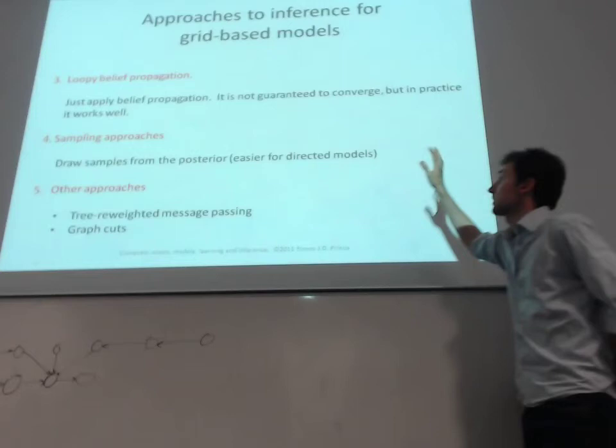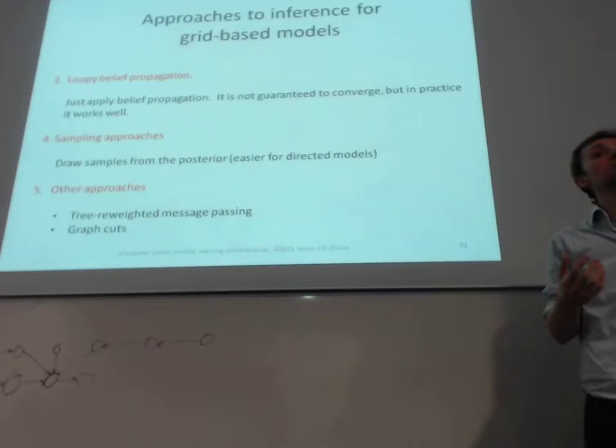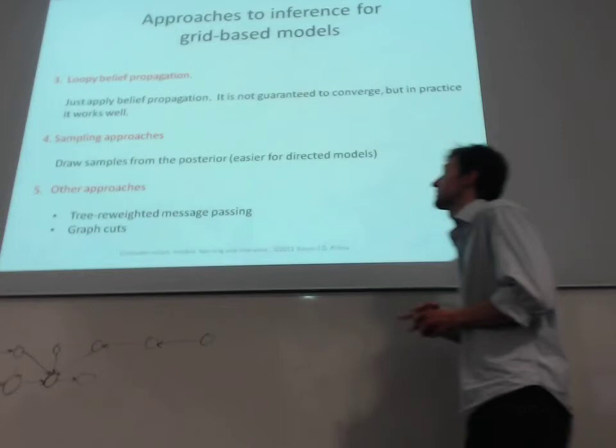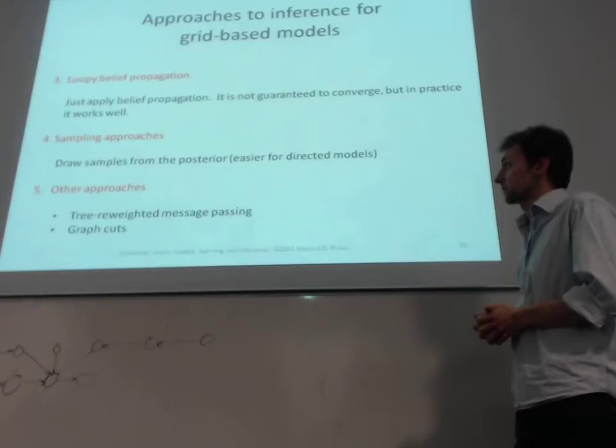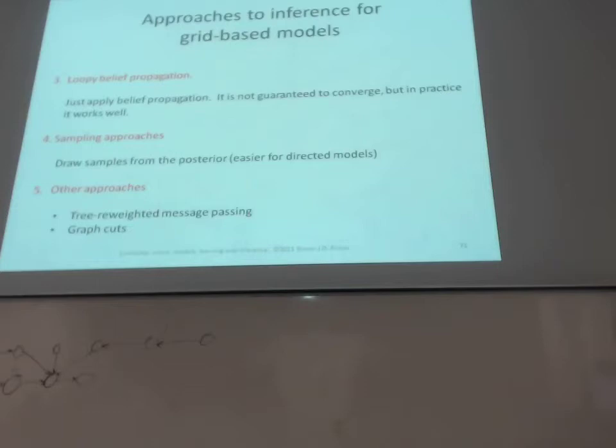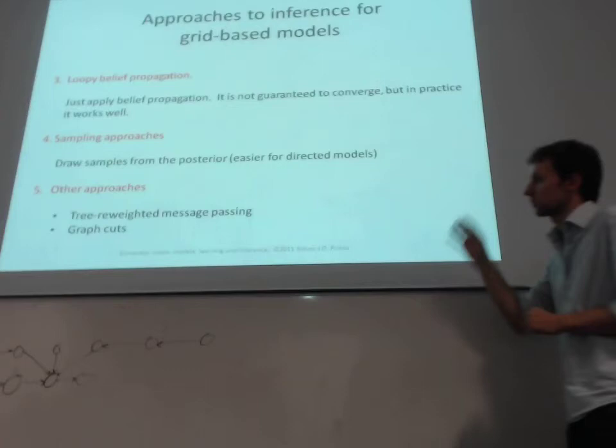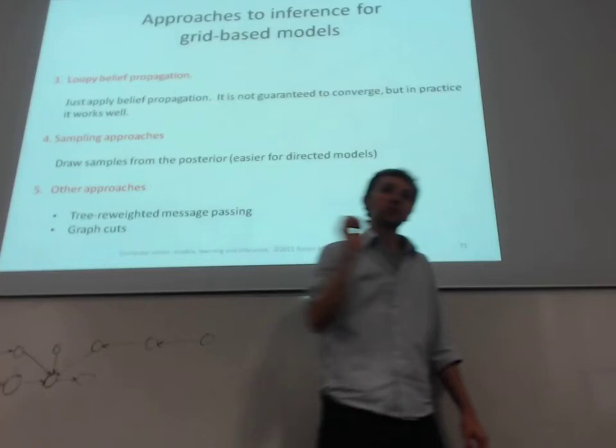And a lot of very cool research papers started being published in 2000 that were using this, and we've been using it ever since. So not guaranteed to converge isn't always the end of the world, right? You can actually do some very attractive things with it. Sampling approaches. So you can sample. I'll actually show an example of sampling from the posterior, so that will become maybe clearer there. And then tree-weighted message passing and graph cuts, which we will talk about next week.